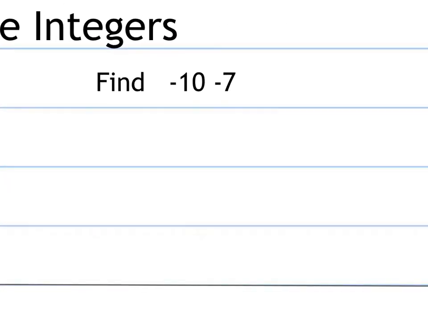So if we have -10 minus 7, change it to addition, change the sign of the second number. Since it was a +7, we're going to make it into a -7, and now we add. Since the signs are the same, we just add like normal. 10 plus 7 is 17, and then they're both negative, so our answer is a -17.